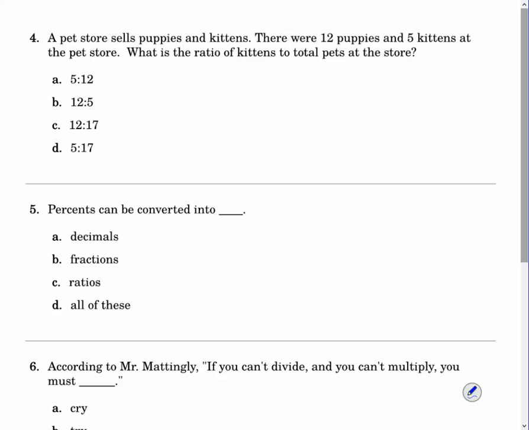So anyway, question 4 says, a pet store sells puppies and kittens. There were 12 puppies and 5 kittens at the pet store. I think I made this one up. What is the ratio of kittens to total pets? I set this up to help sort out the kids who realize that this order is important. Kittens was asked for first. There were 5 kittens. Total pets, you've got to take 5 plus 12, which is 17. So 5 to 17 is the answer, choice D.